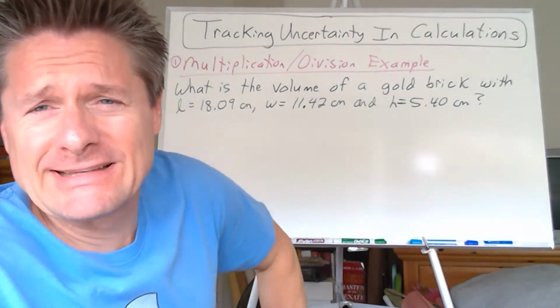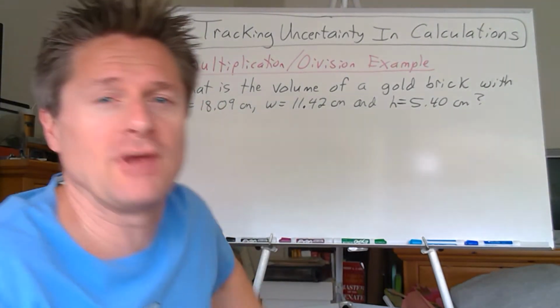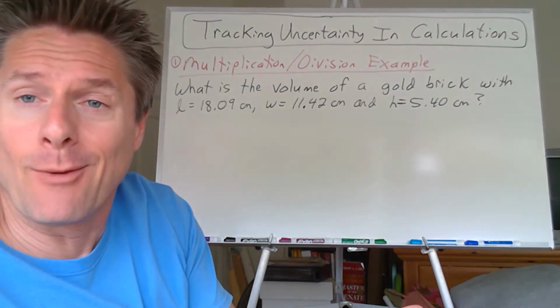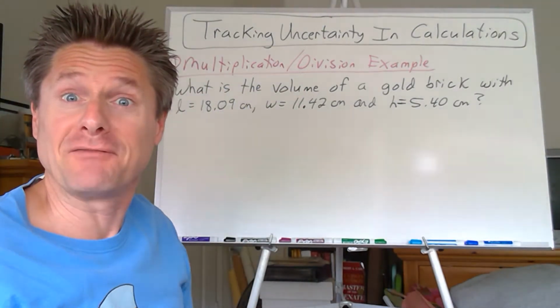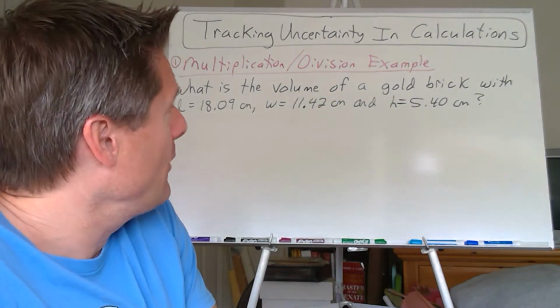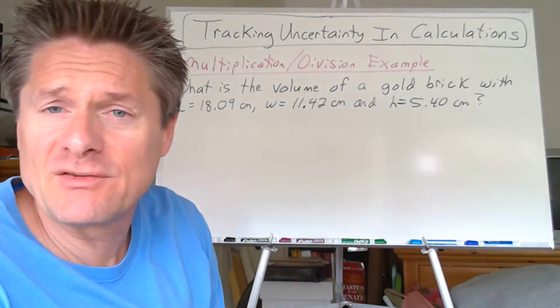Let's do our first example. Throw in some simple geometry here. Multiplication division example. Of course, I wouldn't tell you that on a quiz or test. You'd have to figure that out on your own. So let's say we got a gold brick and we want to measure the volume of it. Now, there's a couple ways we could do that, right?